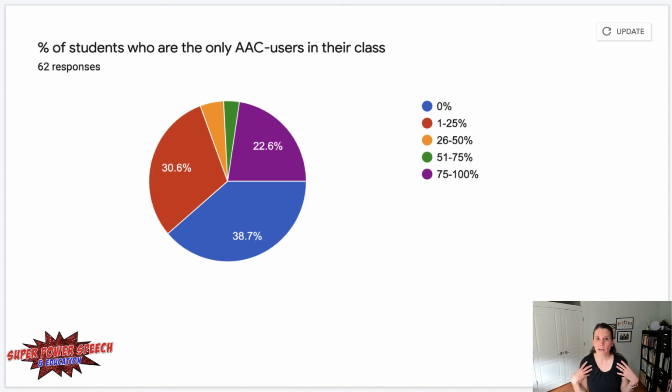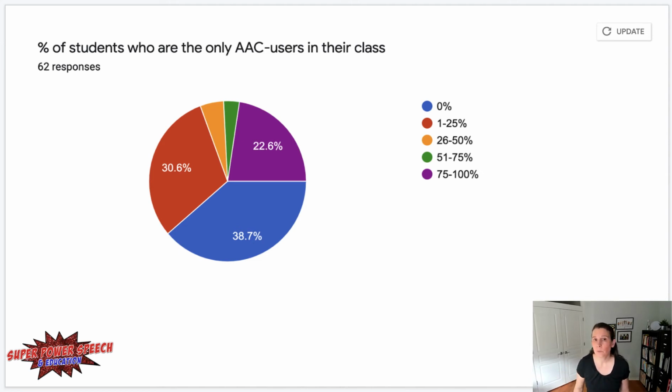I know where I work, we have some self-contained special education classrooms where almost everyone in the class is using AAC. And so there's a lot of AAC use and modeling and celebration. But I also have a number of students in a general education class where they are the only person, not only necessarily in that class or that grade level, but sometimes the only person in the school who is using a communication tool.